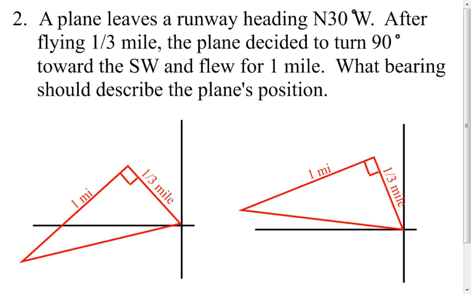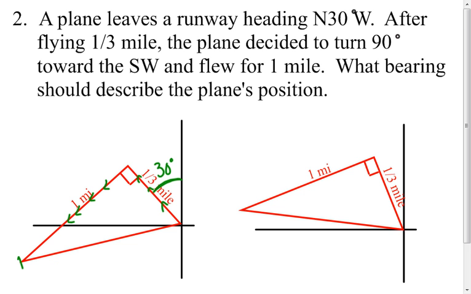A plane leaves a runway heading north 30 degrees west. So they start off going to the north, but they're 30 degrees off of straight north toward the west. So let's say that this angle right here is 30 degrees. So they're heading this way. Okay, they fly a third of a mile, and then they turn 90 degrees towards the southwest. And they fly for 1 mile. What bearing should be used to describe the plane's position?